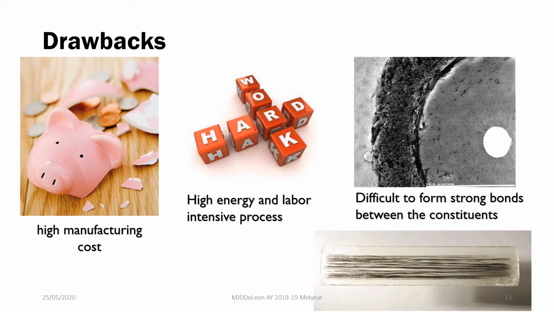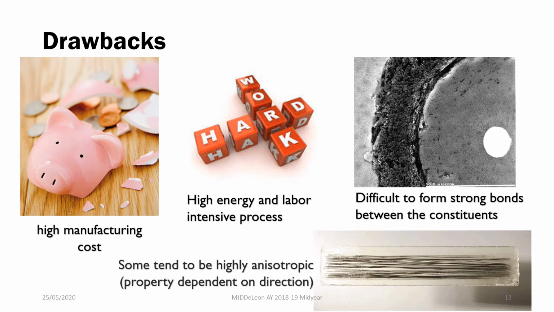Sometimes, when you combine materials, the interface or the bonding between your first material and second material is weak. So, minsan mahirap mag-bond yung mga materials natin. And lastly, some materials tend to be highly anisotropic. So, the property is dependent on the direction. So, let's say if we apply a stimuli on the transverse direction to that preferred axis, baka pwede masira agad yung composites mo.